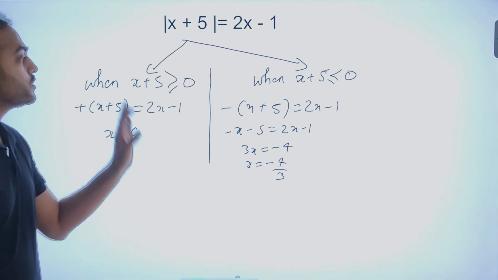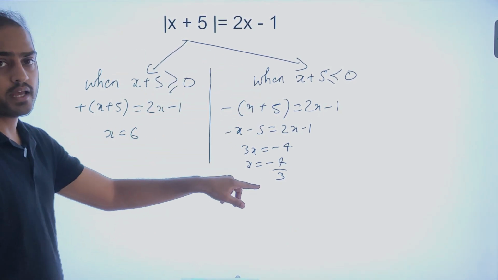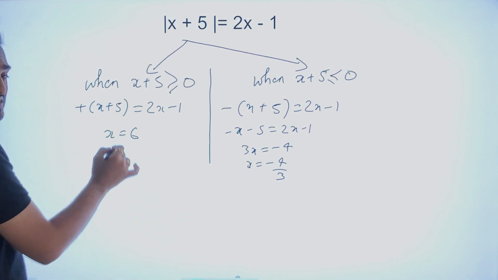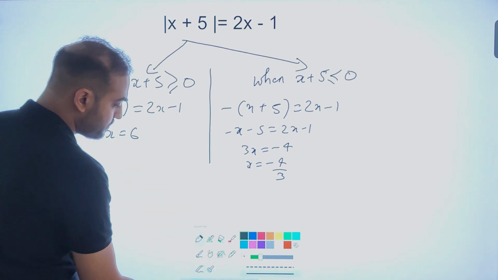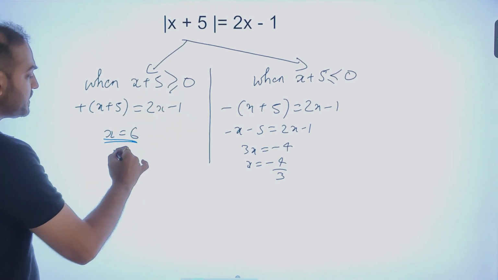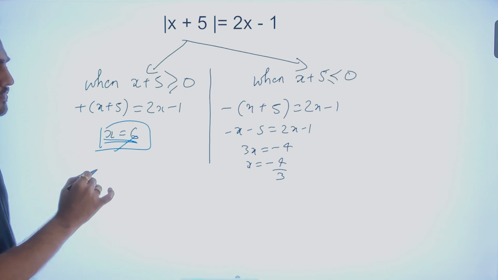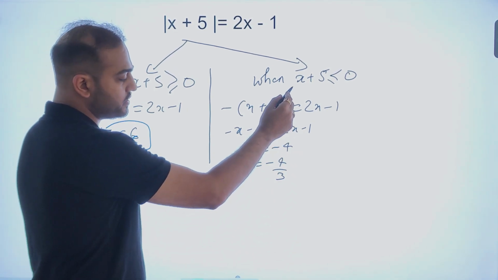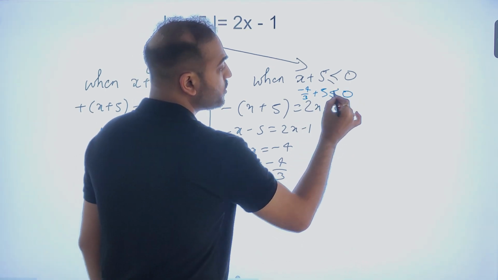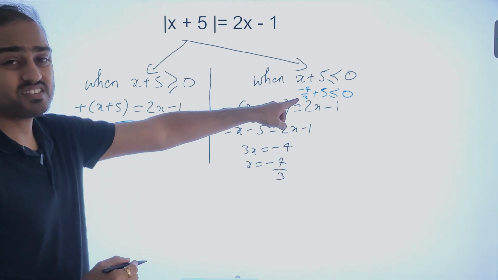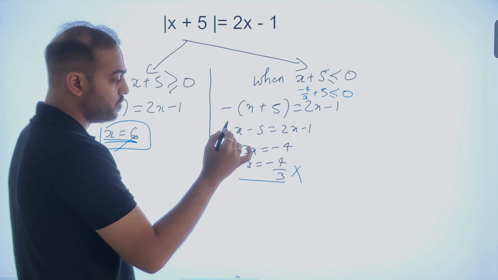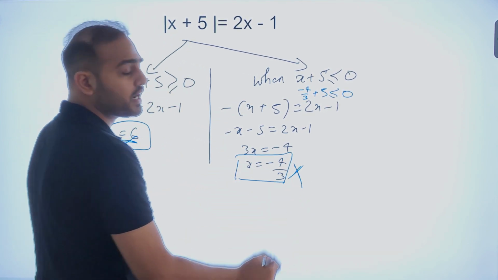Now those of you who did not write this condition and who just got this and think this is the answer, this is where you fall into the trap. Just check whether the answers are satisfying the condition or not. If I put x equal to 6, 6 plus 5 is greater than 0, yes, this is okay. If I put minus 4 by 3 here, minus 4 by 3 plus 5, is it less than or equal to 0? No. This is not less than or equal to 0. So this value is not satisfying the condition, so this is not my answer.